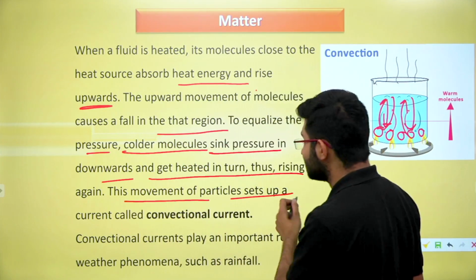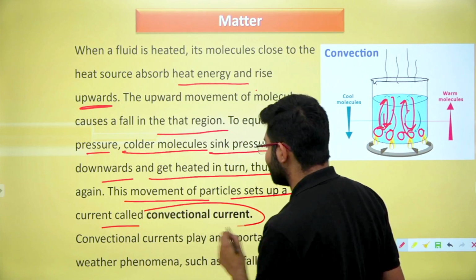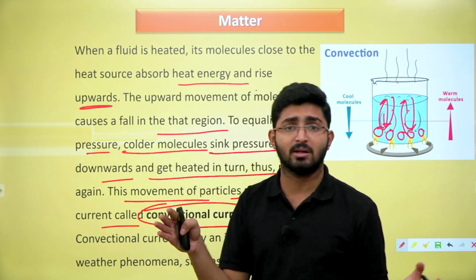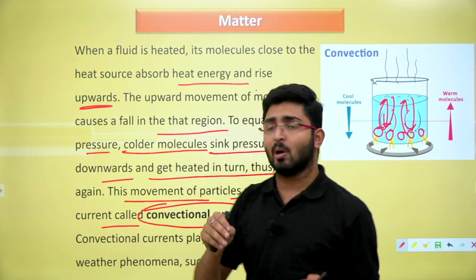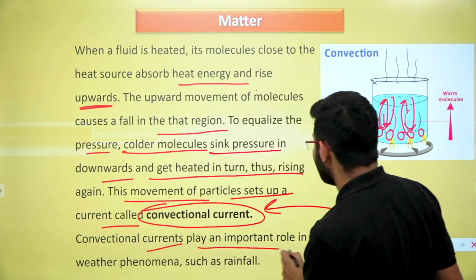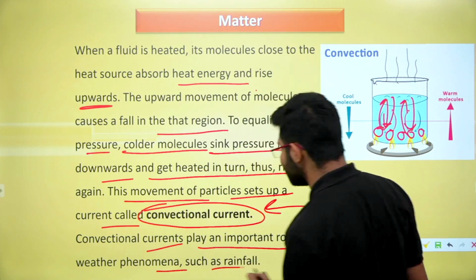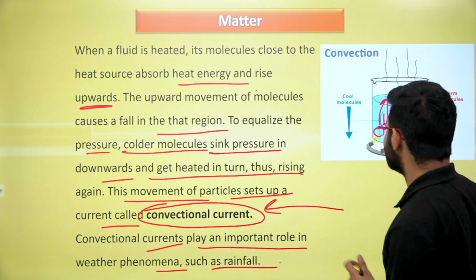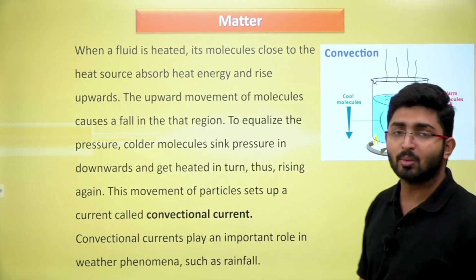This movement of particles sets up a current called a convectional current, and thus this movement of particles from down to up and up to down sets up a convectional current. Convectional currents play an important role in weather phenomena such as rainfall. I hope this is clear, what is conduction and what is convection.